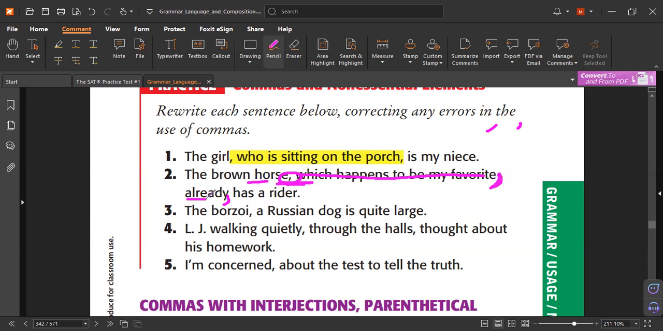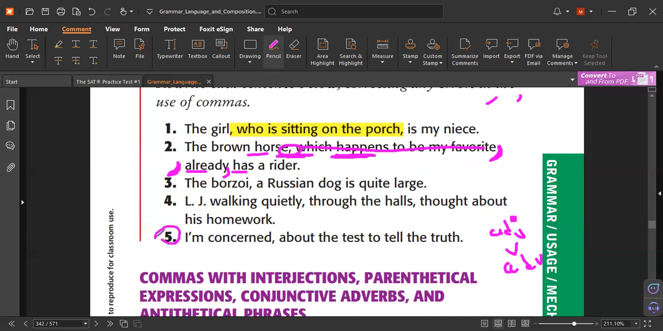Now, is already an adverb or adjective? Adverb. An adverb modifies an adjective, a verb, or another adverb. Now, if I put already in the clause, it modifies happens. But how can I say happens already? Or it modifies has. So the brown horse already has a rider. So the comma must be at the end of the clause. You catch it? That's why.